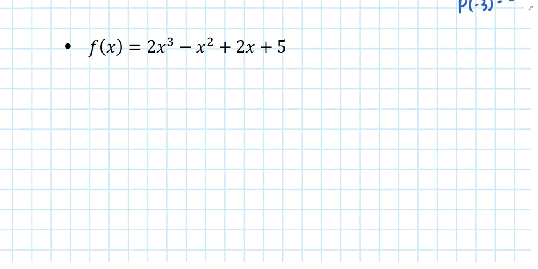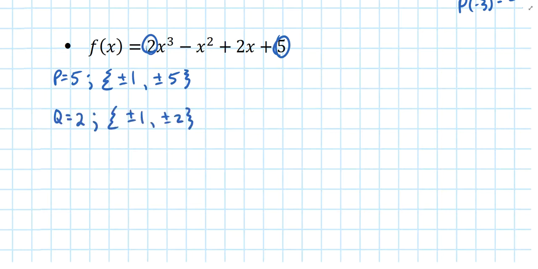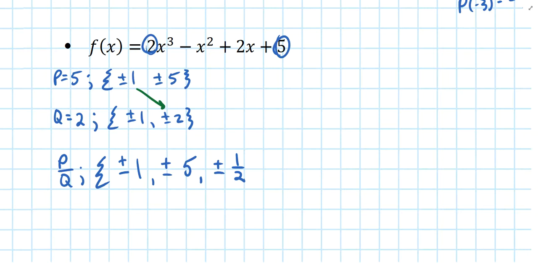In the next example, we have a constant that's equal to 5 and a leading coefficient that's equal to 2. So again, we must list the factors of these two numbers. The possible rational solutions will be of the form p divided by q, and that list will look like this. Notice that each number in the list of factors of p was divided by each number in the list of factors of q. Positive and negative 1 divided by 1, 5 divided by 1, 1 divided by 2, and 5 divided by 2. We will use a calculator to evaluate this function at each of these numbers.